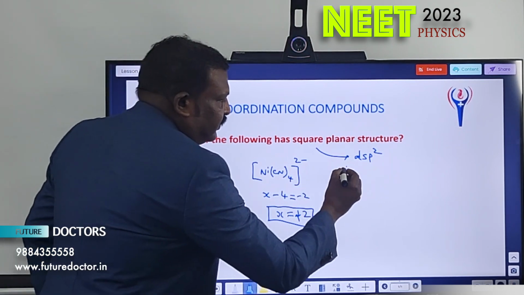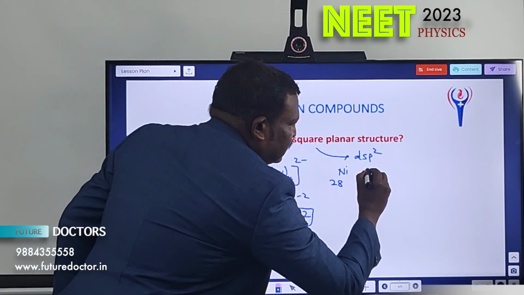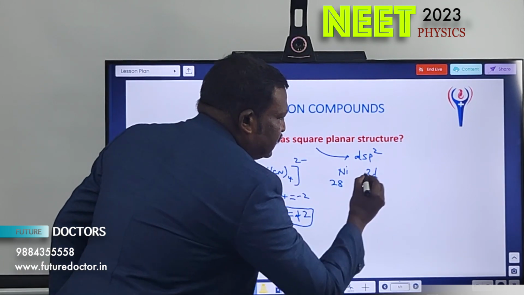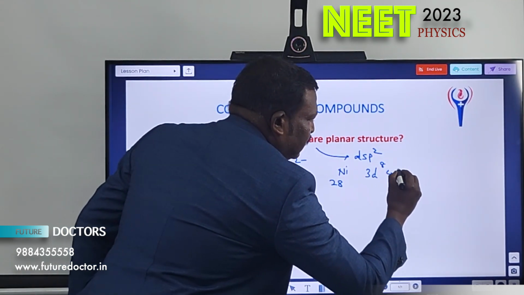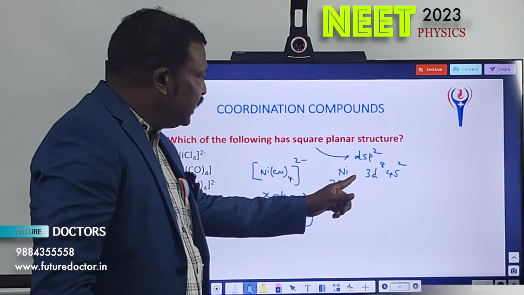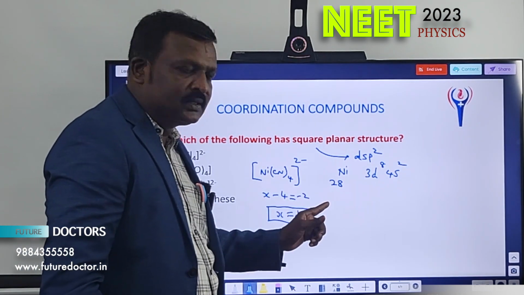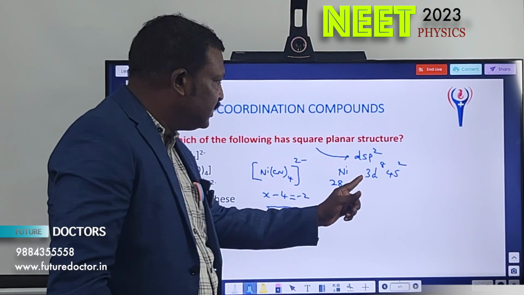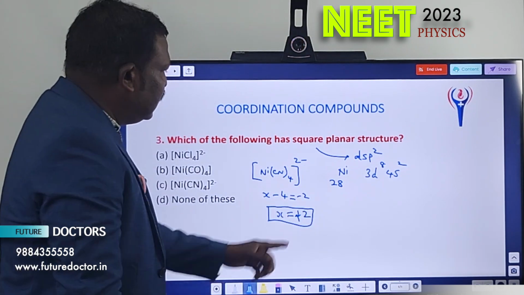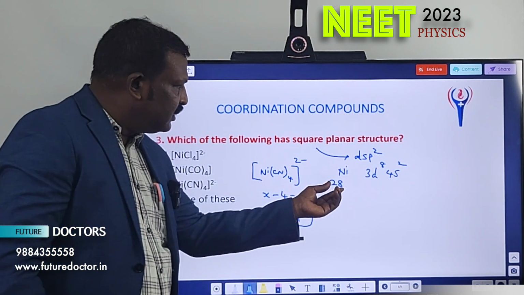The outer electronic configuration ends with 3d8. Just remember like this, it will be easy to memorize: 8 means 8 will come, 9 means 9 will come, 7 means 7 will come. So 3d8 4s2, in nickel in the ground state.